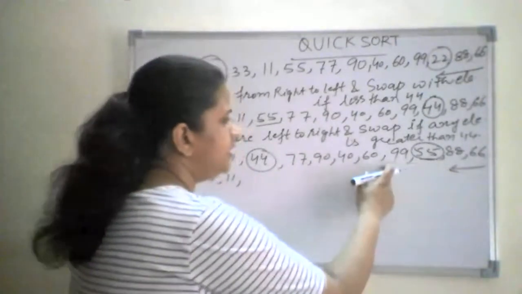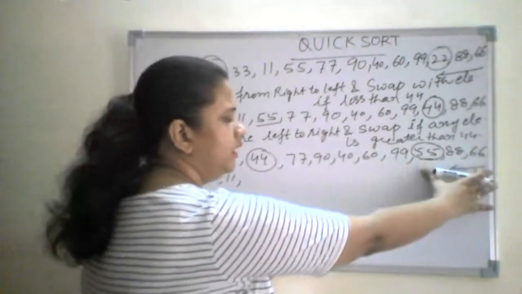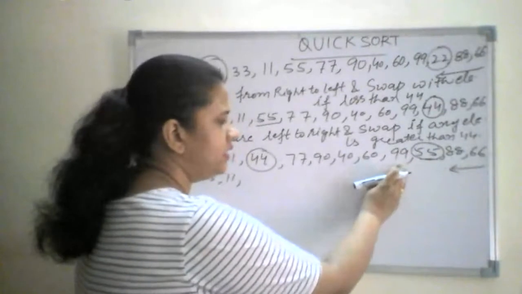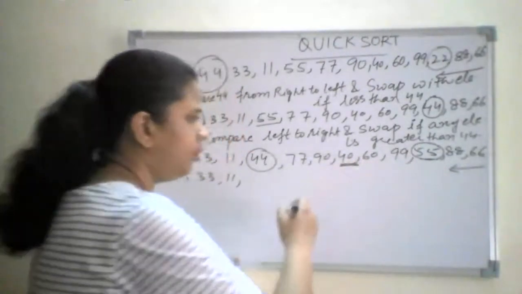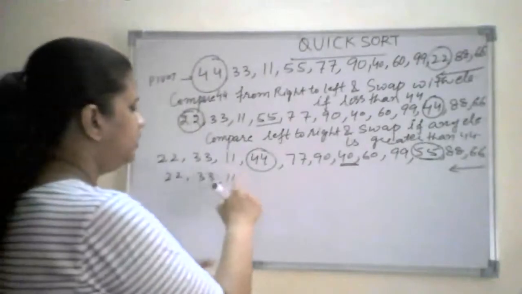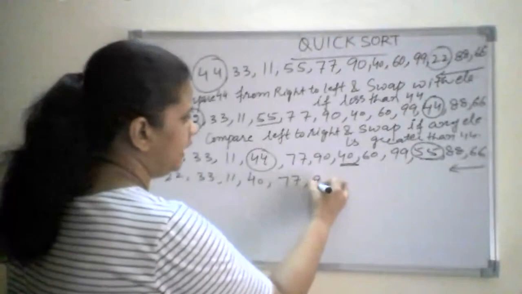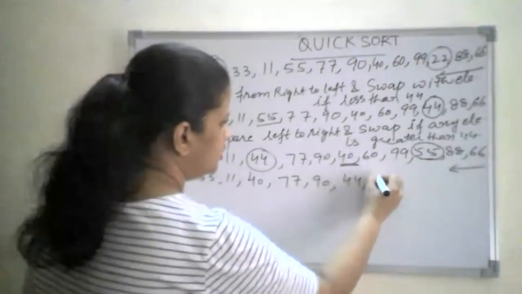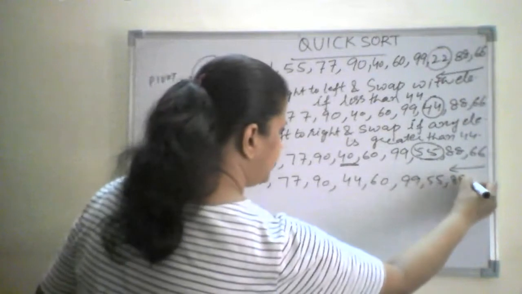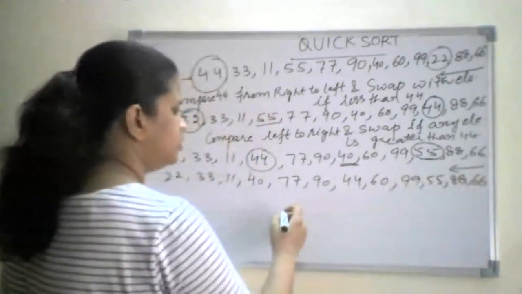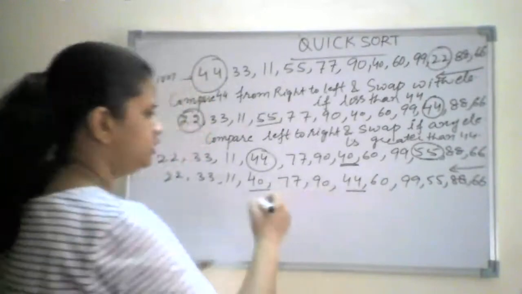So which element is less than 44? Even if I compare with them, they are already greater than that. 99 is greater, 60 is greater, 40 is smaller. So we will stop here and swap it. So now it will become 40, 77, 90, 44, 60, 99, 55, 88 and 66. So 40 and 44, this is where we are.